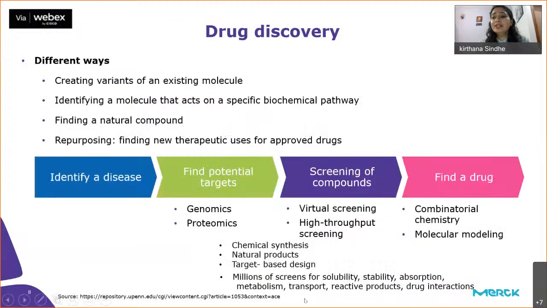If we go a little deeper into drug discovery, there are many ways you can do it. First, you could identify a new molecule, but you could also identify a variant of an existing molecule. You might already have a very well-known molecule that you want to tweak a bit, improving certain properties, and that can become another very good drug for the intended use.